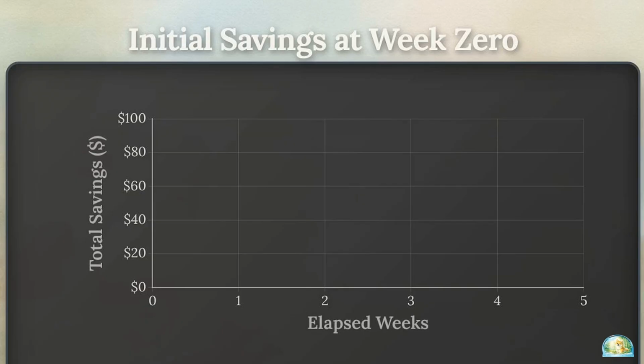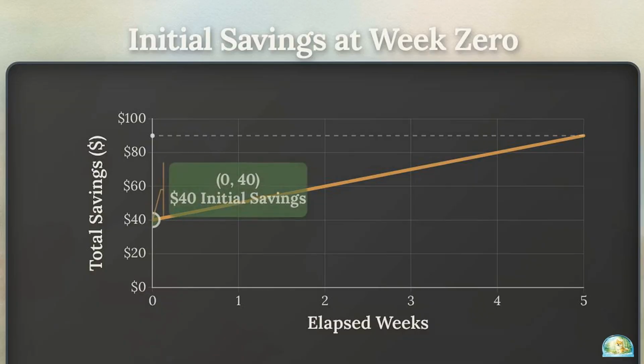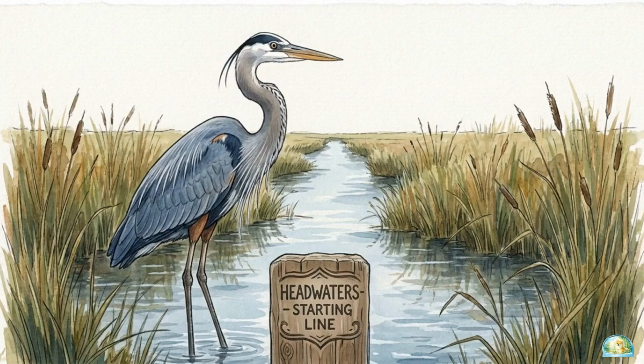The horizontal axis tracks the number of elapsed weeks, while the vertical axis tracks total savings. We define the y-intercept as the specific output value when the input is exactly 0. Mapping these axes to our scenario, we see the point (0, 40). This means the account started with $40 at week 0. Locating the y-intercept defines the baseline or starting value for the entire recorded scenario.